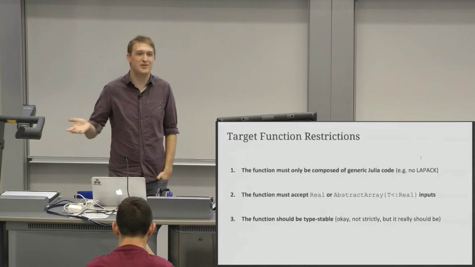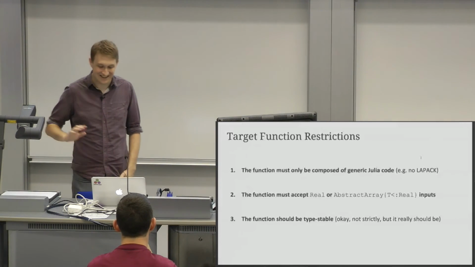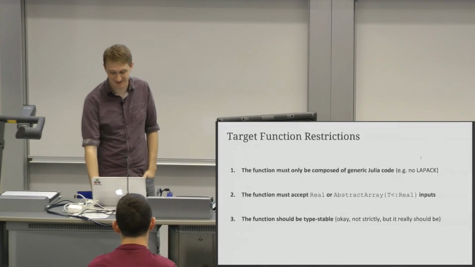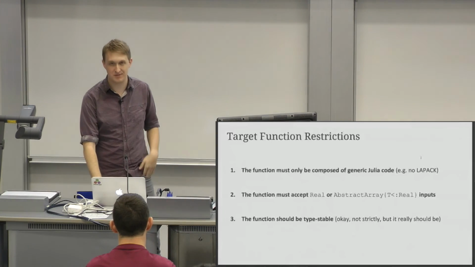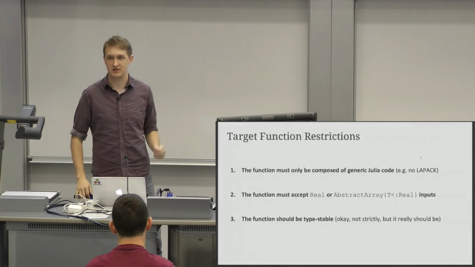I mean, it doesn't have to be type stable to work, but if it's not type stable, then your code's going to be slow, and that's not good. That's not what we use Julia for. Type stability is essentially the notion that the output type can be inferred directly from the input type.